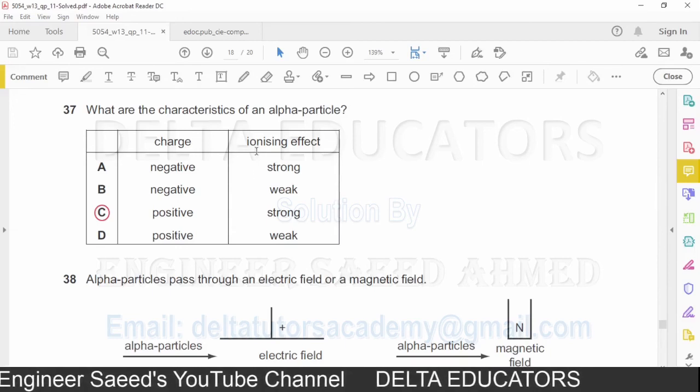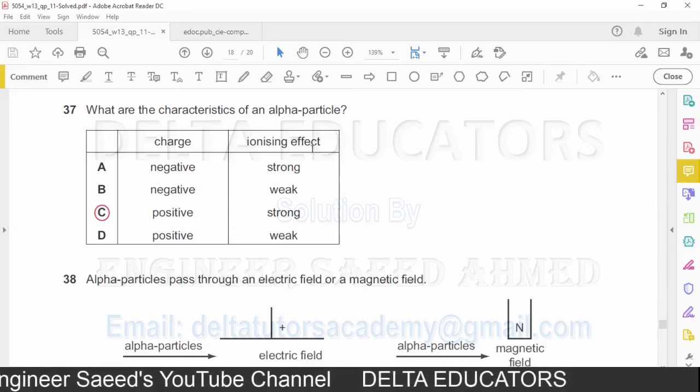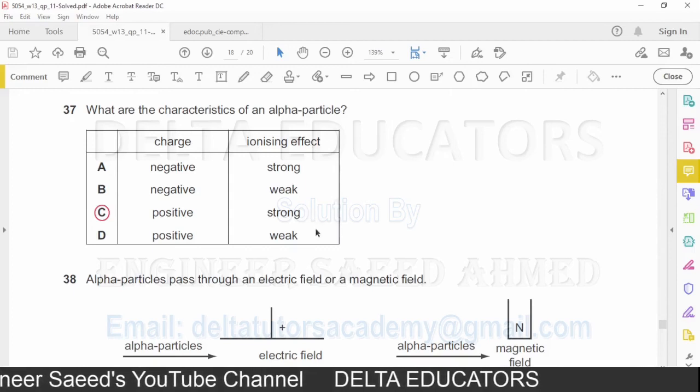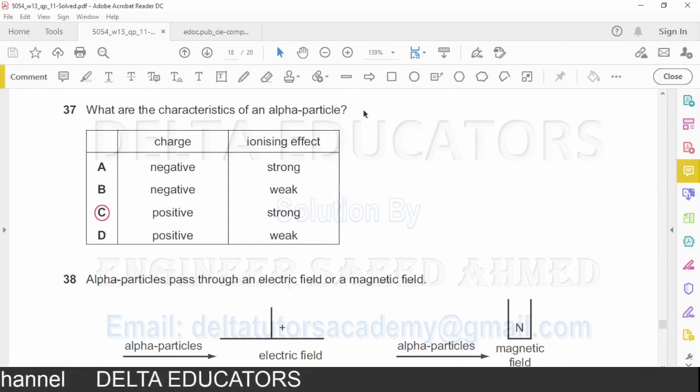Now here in the second column it is given ionizing effect. For ionizing effect, in C it is given strong, in D it is given weak. Out of the three radioactive radiations, alpha, beta and gamma, alpha particles are most ionizing. Alpha particle ionizes most. So we can say alpha particle have a strong ionizing effect, and strong ionizing effect is given here in option C. So correct option is option C.